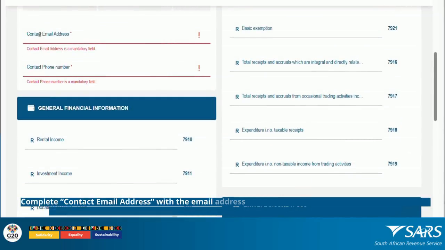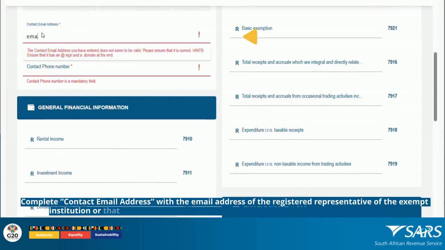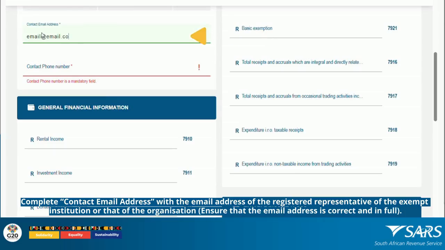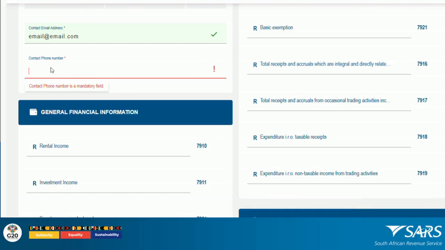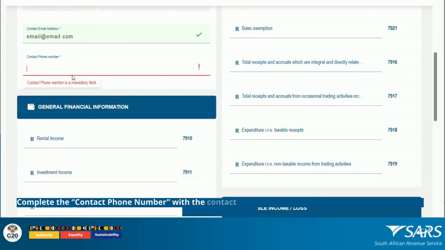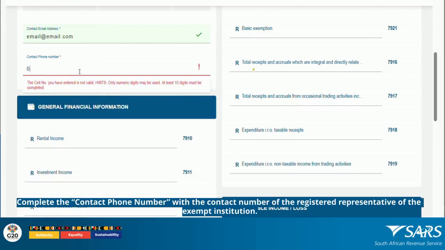Complete contact email address with the email address of the registered representative of the exempt institution or that of the organization. Ensure that the email address is correct and in full. Complete the contact phone number with the contact number of the registered representative of the exempt institution.